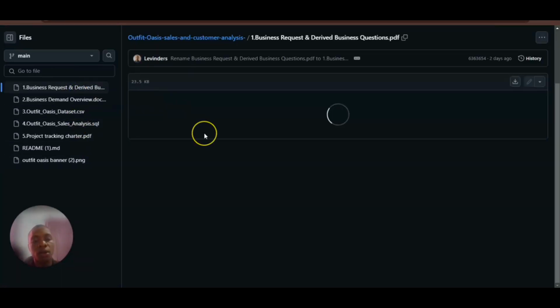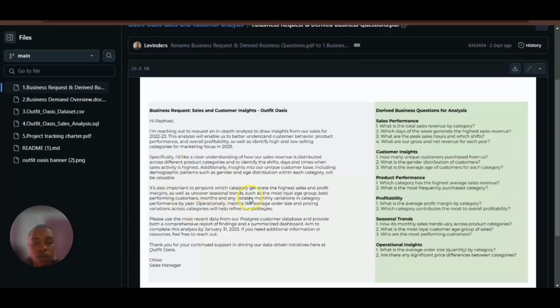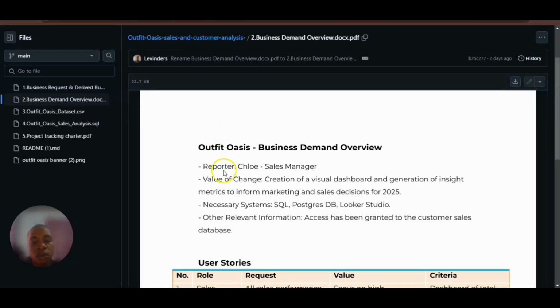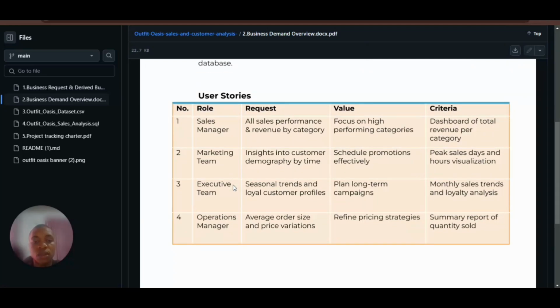So I got this request from Chloe. This was the request I got from Chloe, and from it, I derived these business questions. And after confirming with Chloe if answering these questions would meet the criteria for which this analysis was needed, and getting a yes from her, I proceeded to develop the business demand overview. This is basically all of the people that would need this analysis to be done. So the sales manager, the marketing team, the executive team, and the operations team.